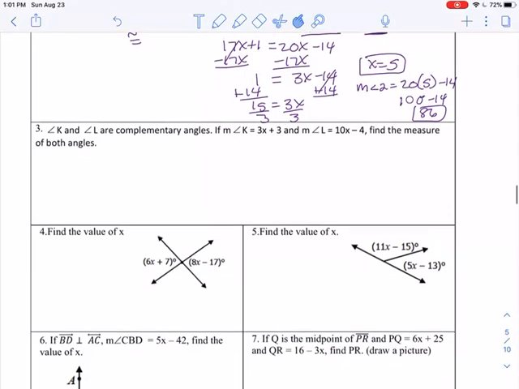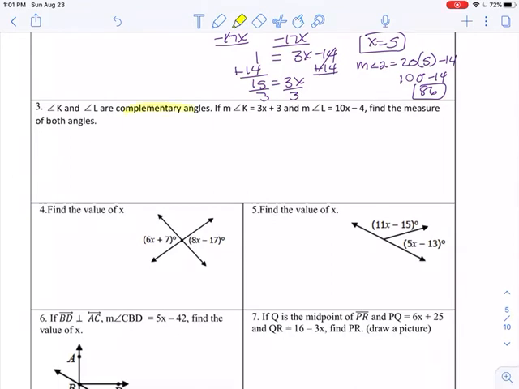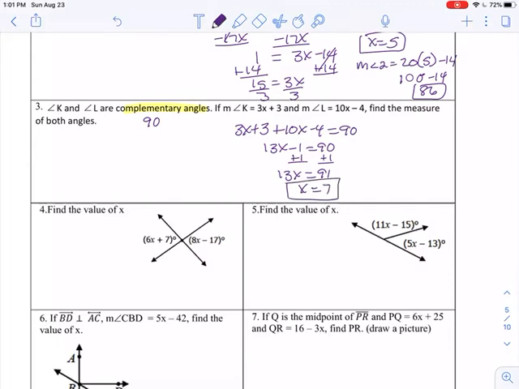Okay, number 3, I have complementary angles. So I hope everybody has the number 90 in their head. Complementary angles are two angles that add up to 90. So if angle K and angle L are complementary, I'm going to add them and set them equal to 90. Now you're going to solve, adding up these like terms that are on the same side. 3 minus 4 is negative 1. So I'm going to add 1 to both sides. 13x equals 91, and 91 divided by 13 is 7.